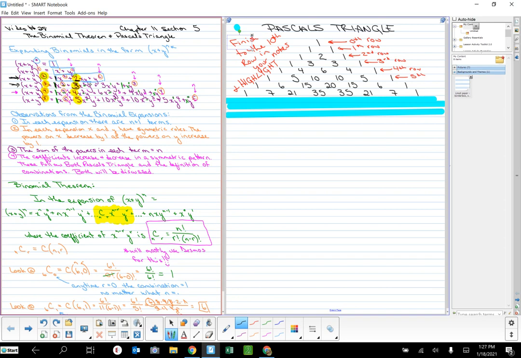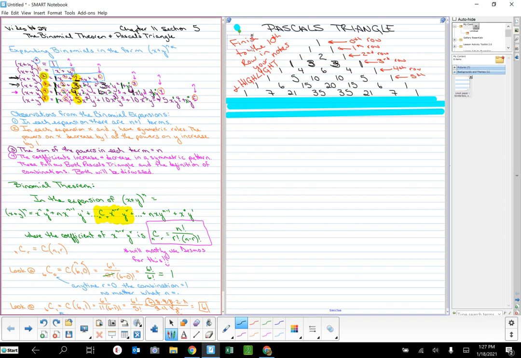1, 3, 3, 1. Take a look at the next row: 1, 4, 6, 4, 1. That's the fourth row in Pascal's triangle. So in Pascal's triangle, these numbers match up with the coefficients in the binomial expansion.